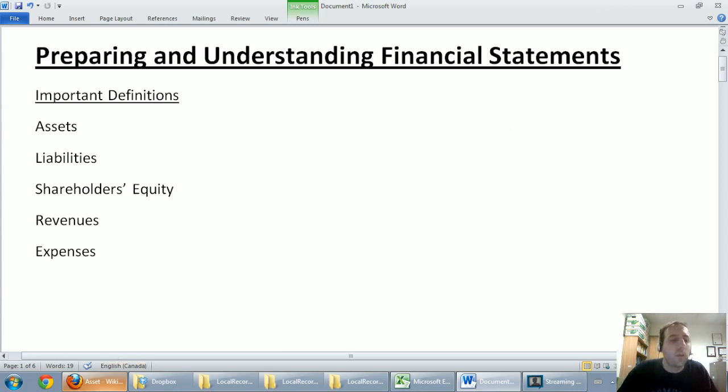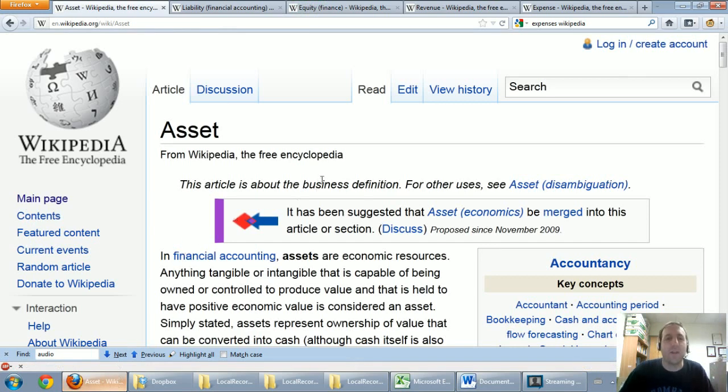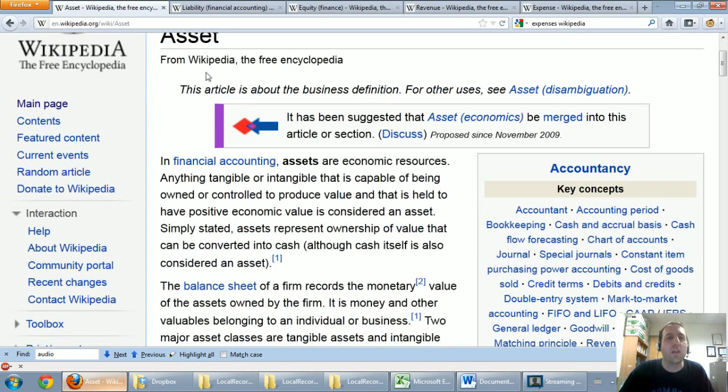I'm going to look up the Wikipedia definition. Wikipedia is not a bad thing. I know people crap on it from time to time, but it's not a bad thing. Here's Wikipedia's definition of the term asset. It says, in financial accounting, assets are economic resources, tangible or intangible, that are capable of being owned or controlled to produce value and that are held to have positive economic value is considered an asset. Simply stated, assets represent the ownership of value that can be converted into cash, although cash is also considered an asset, and it goes on. I think this is a good definition and a fine definition.